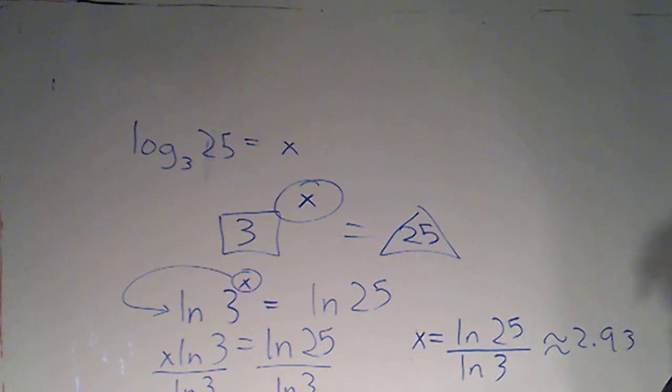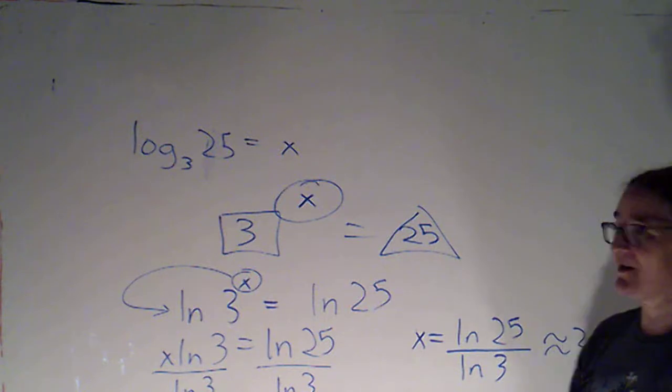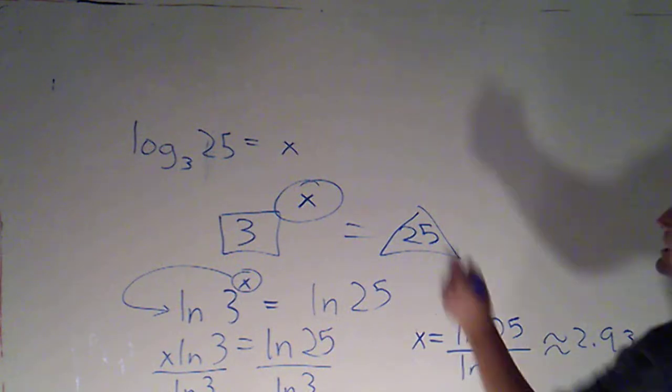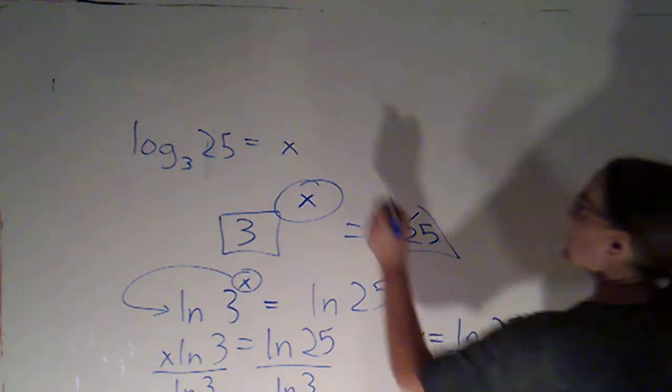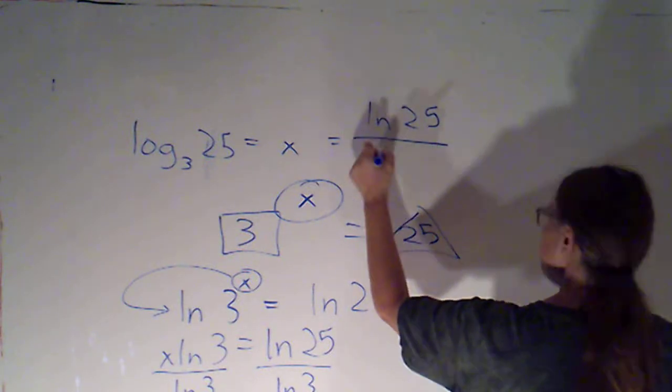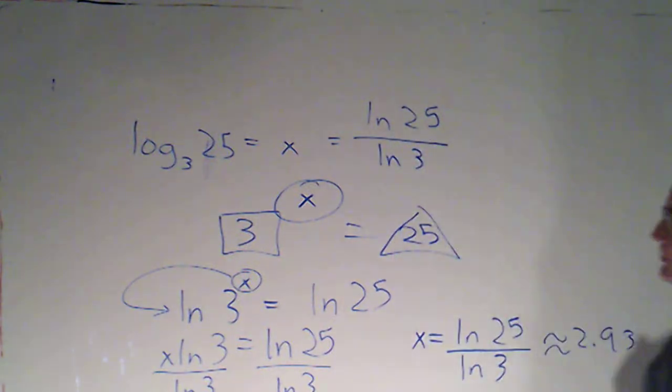Okay. Like I said, I don't have the change of base formula memorized because I would just always do this and solve for things. But notice essentially what we said. We said the log base 3 of 25 was the natural log of 25, which is the log base e, over the natural log of 3.